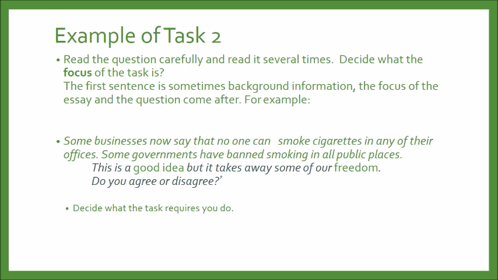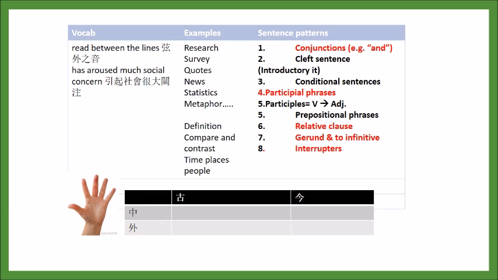For this example, I think you should use this plan. You should write down some useful vocabulary first, and then you may write down some examples like research, survey, quotes, news, statistics, and so on. And then you may write some useful sentence patterns beside it. I think it would help you to write your essay in a quicker way.